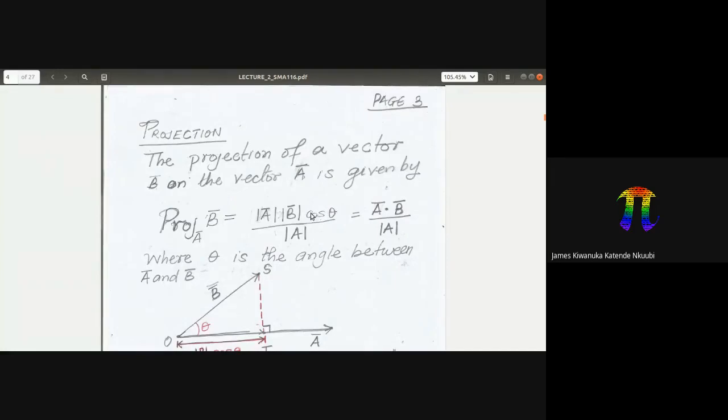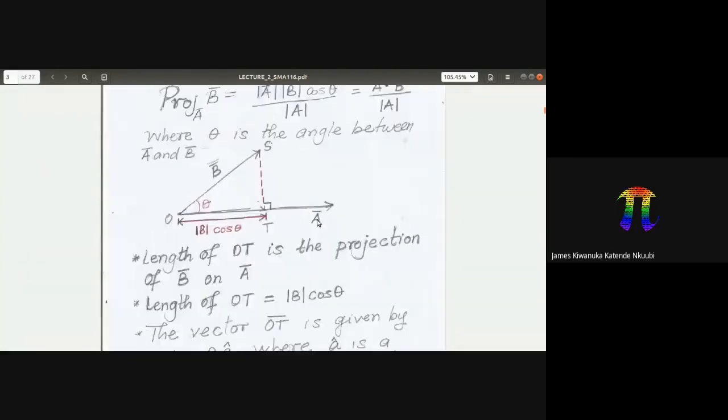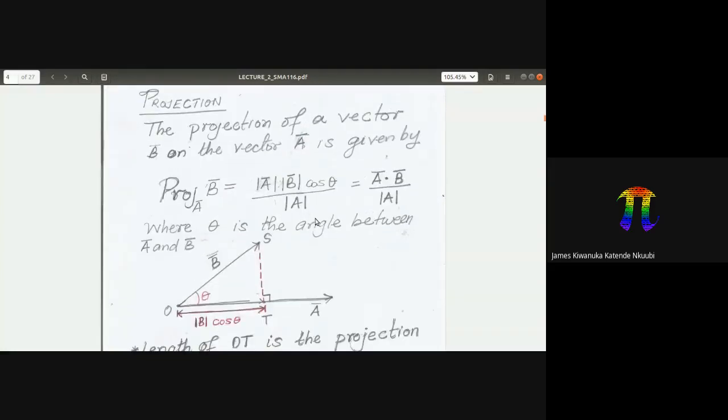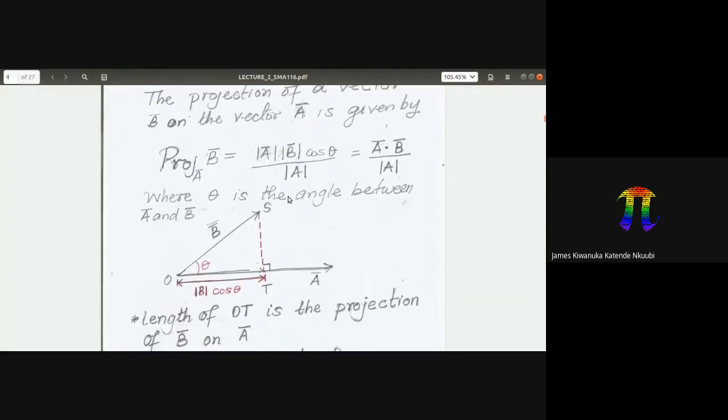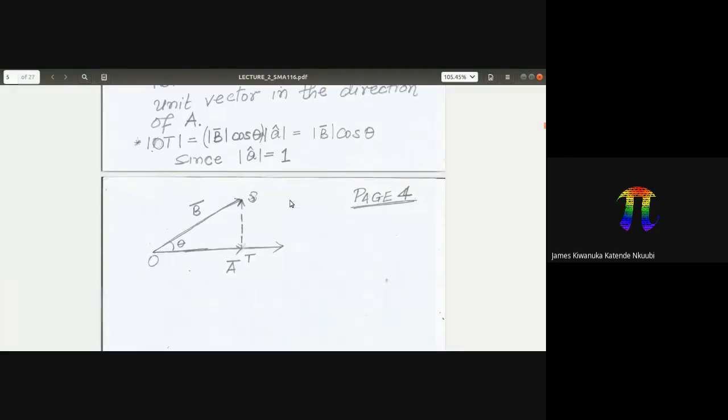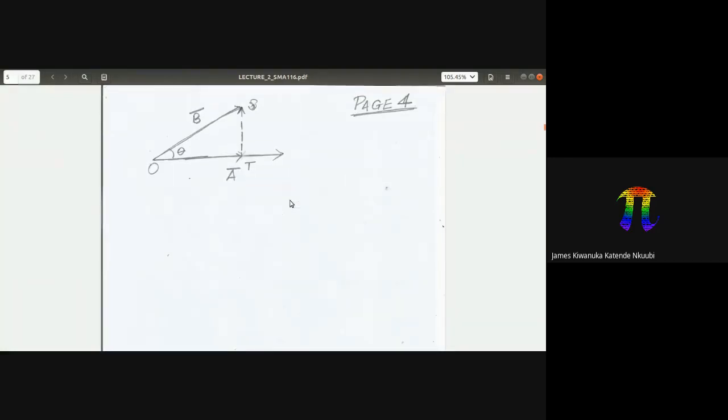So we shall write this formally now. All these things we have been putting up there. So projection, oh, this is a repeated slide. Okay, I think that's it.